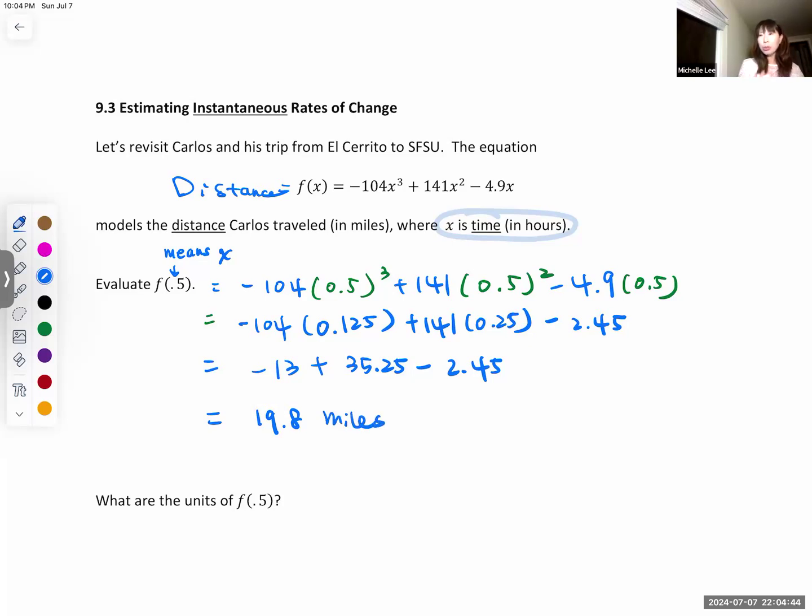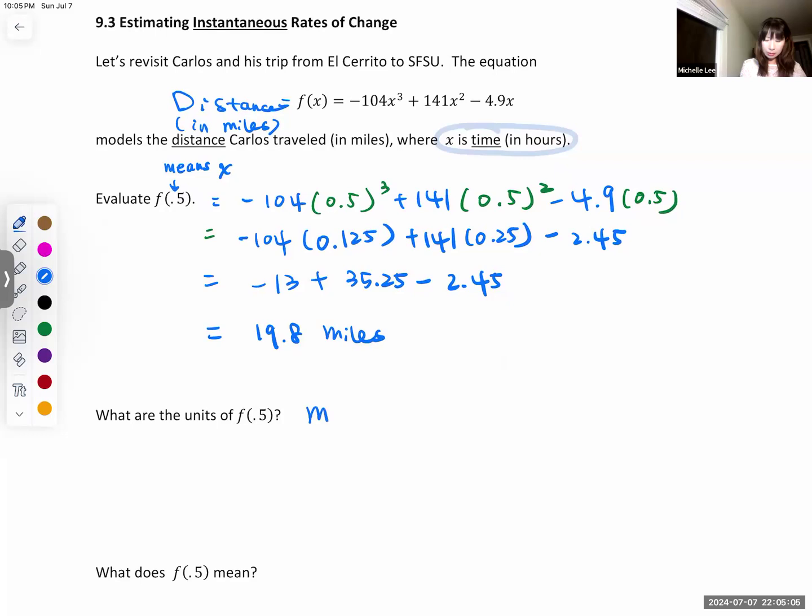Okay, so what are the units for f of 0.5? So we talk about this is a distance, right? So distance in miles. And then x is in time, in hours, right? So this is miles. Moreover, we can say that miles per hour, right?